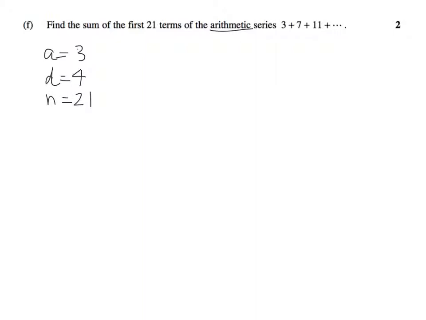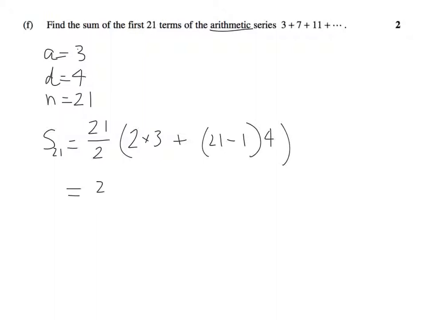So we could do this a few different ways. I think probably the easiest way is to use our sum of 21 terms, n over 2 outside of 2a plus n minus 1 d. I'm not a big fan of this version of the formula, but in this case I think it's the most helpful because you're essentially going to do the same thing if you found the 21st term by using a plus n minus 1 d and then put it back in here anyway. So I think this is a good time to use it. So it's 2 times 3 plus n minus 1, with n being 21, minus 1, multiplied by d, which is 4.